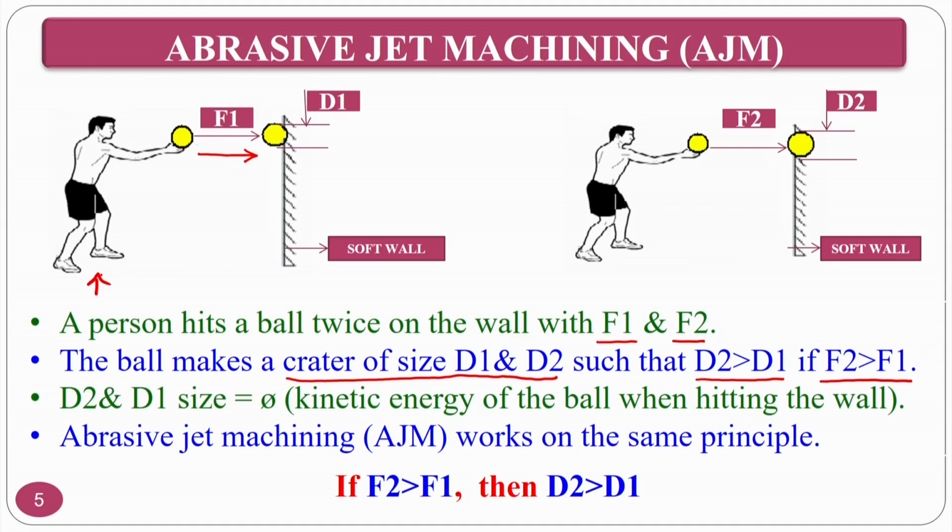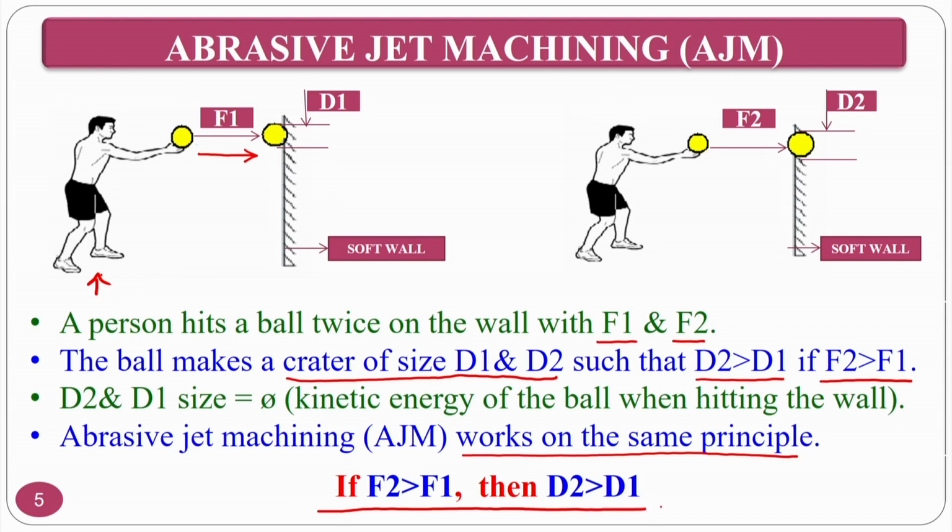This is the basic concept of abrasive jet machining, and we can build on it. Abrasive jet machining works on the principle I explained, where a stone hits dry soil or mud. I mean it is not loose soil, it is a lump of solid clay, and you hit it with a stone which is slightly harder than this solid clay.